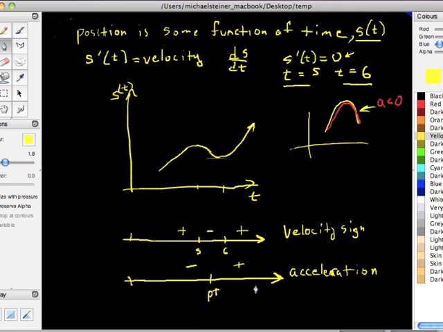These are things that we'd see if we took the derivative, and remember this is s double prime of t, and this is s prime of t.